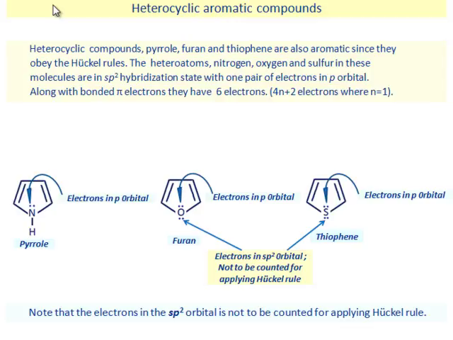Heterocyclic aromatic compounds. Heterocyclic compounds, pyrrole, furan, and thiophene, are also aromatic since they obey the Hückel rules. The heteroatoms nitrogen, oxygen, and sulfur in these molecules are in sp2 hybridization state with one pair of electrons in p orbital. Along with pi electrons, they have 6 electrons, 4n plus 2 electrons where n is equal to 1. Note that the electrons in the sp2 orbital are not to be counted for applying Hückel rule.